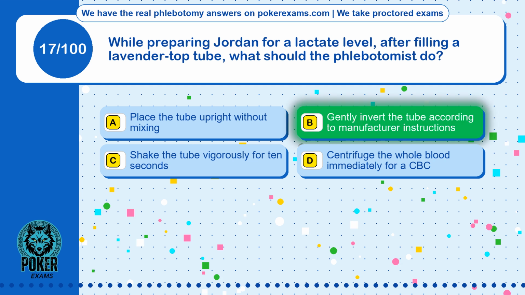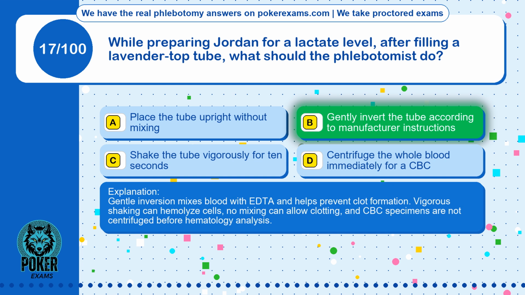The correct answer is option B. Gently invert the tube according to manufacturer instructions. Gentle inversion mixes blood with EDTA and helps prevent clot formation. Vigorous shaking can hemolyze cells, no mixing can allow clotting, and CBC specimens are not centrifuged before hematology analysis.